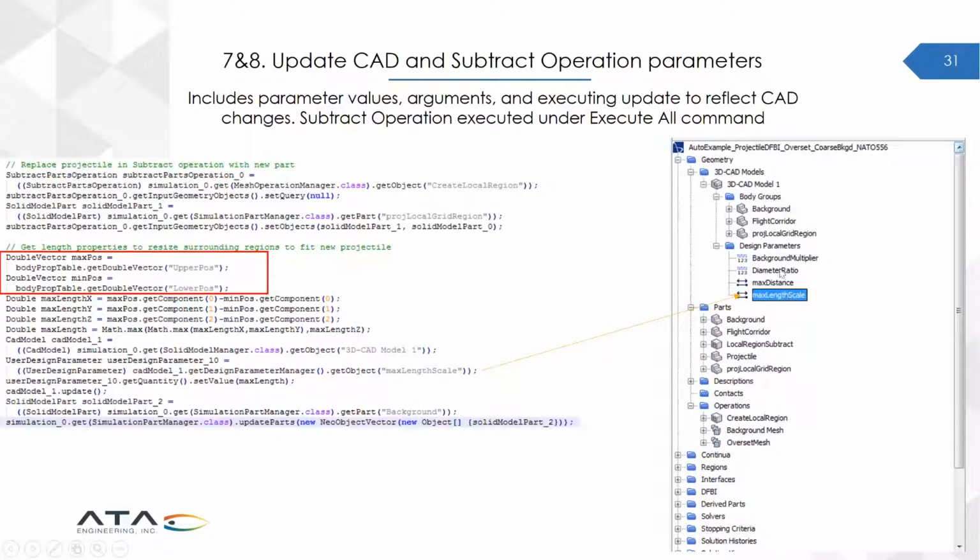So there's a diameter ratio here that's basically a multiplier on this max length scale that sets the diameter of our sphere for the overset region. So as you bring in a longer bullet, and we'll see this a little bit later, you'll see the overset region expand based on the higher length of the new bullet.